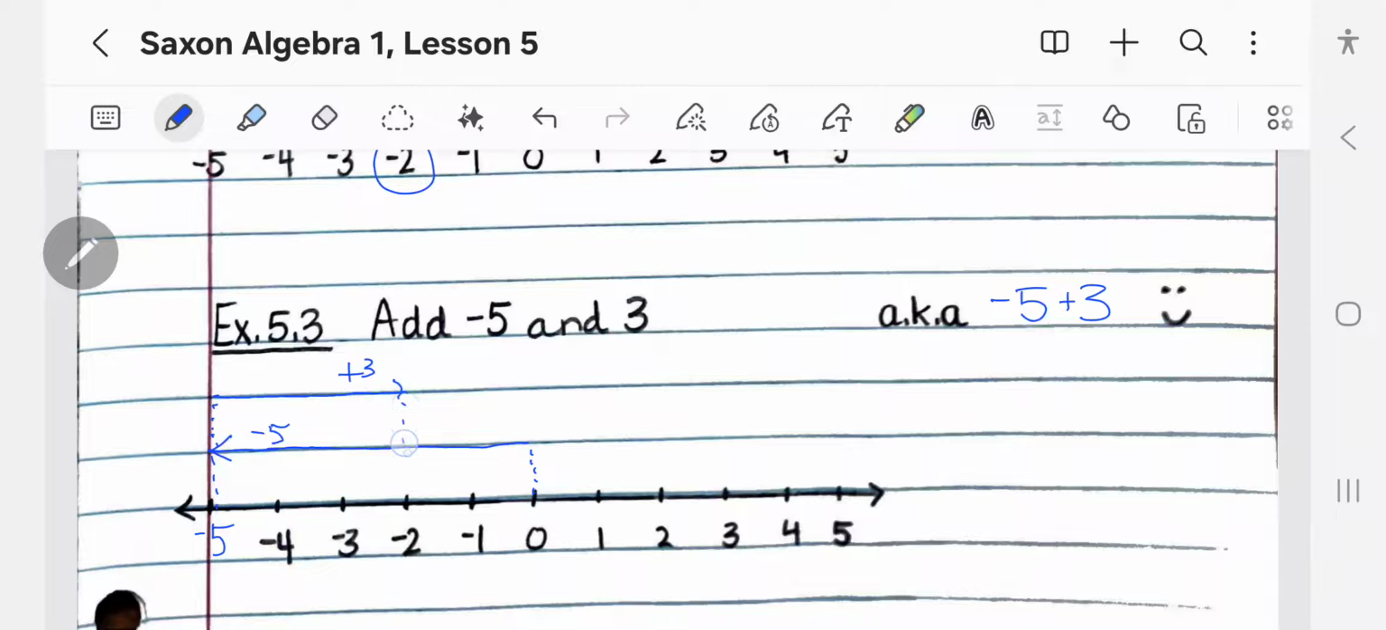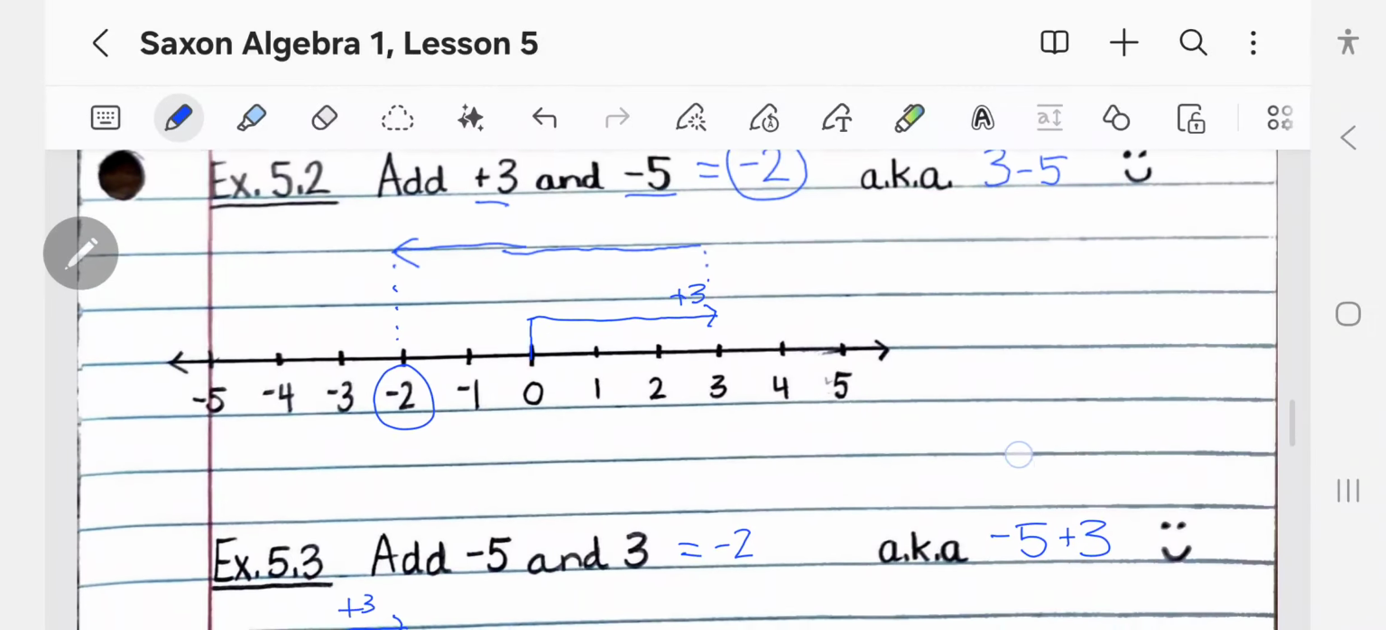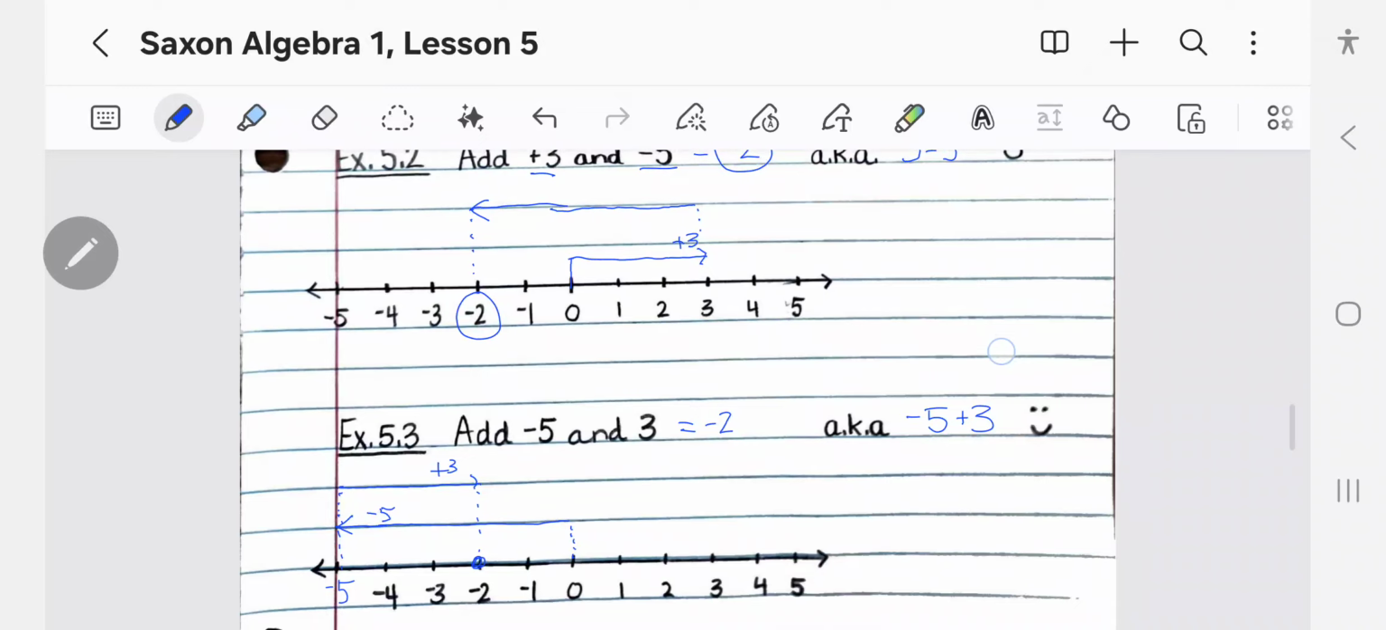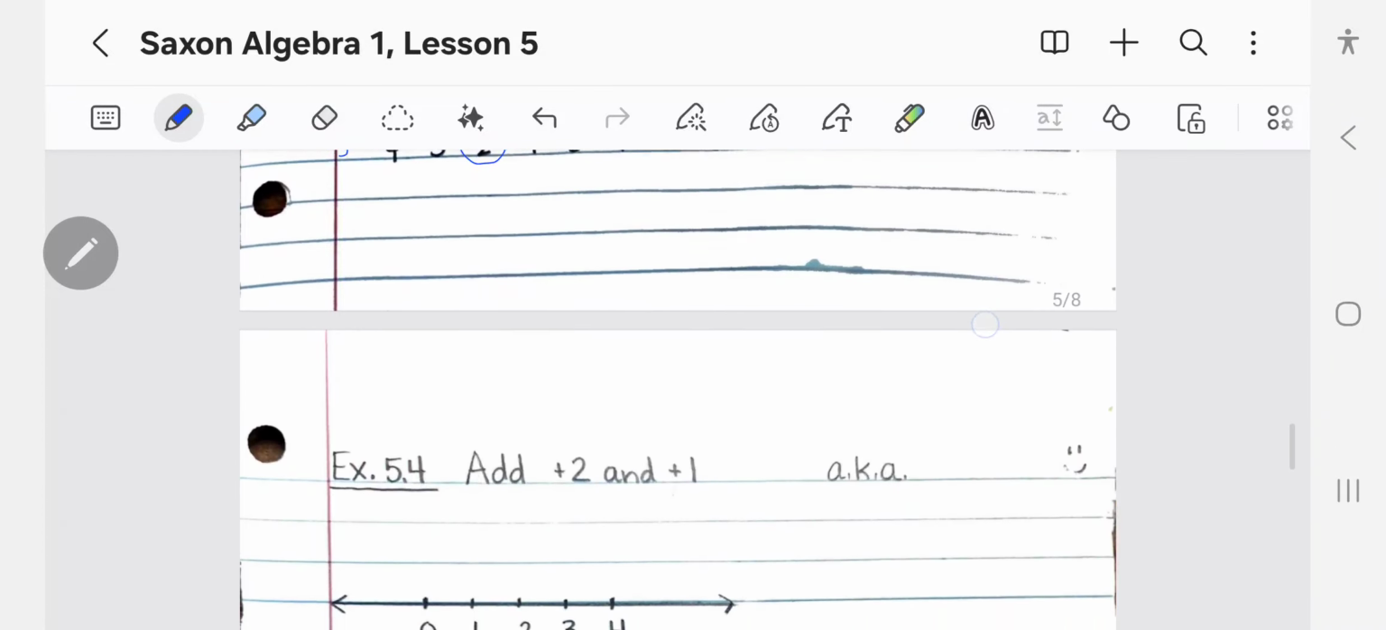And where do we end up? We end up at -2. So -5 plus +3 ends up at -2. So you can see, even if we switch the order, we did the +3 first and then the -5, we ended up at -2. If we do the -5 first and then the +3, we end up at -2. And we get the same answer either way. That's helpful to know that.